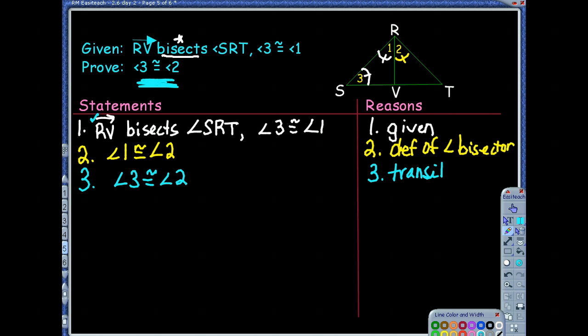And can you use substitution? I can't, because it's congruence, and that is not a property of congruence.